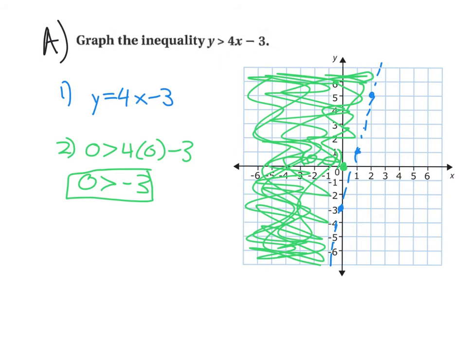So what we see from our graph is all of the points to the left of this dashed line right here, all of these points over here are solutions. None of the points on the line are solutions, and none of these points over here are solutions.